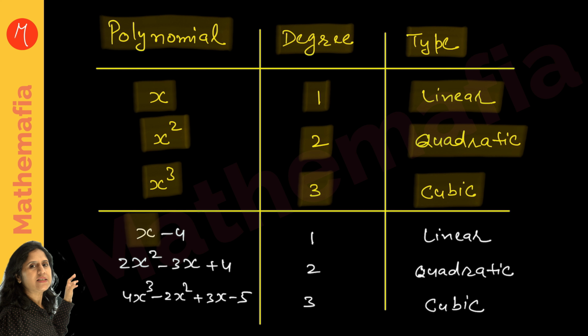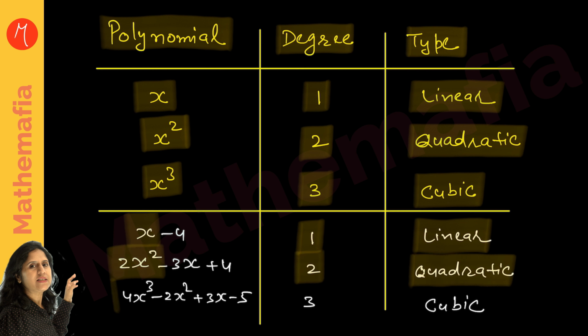Here the maximum power of x is 1, so it is a linear polynomial. Here the maximum power of x is 2, so it is a quadratic polynomial. In this case, the maximum power of x is 3, so it is a cubic polynomial.